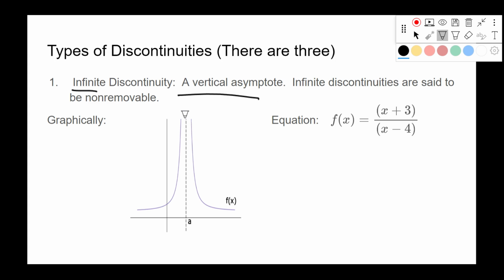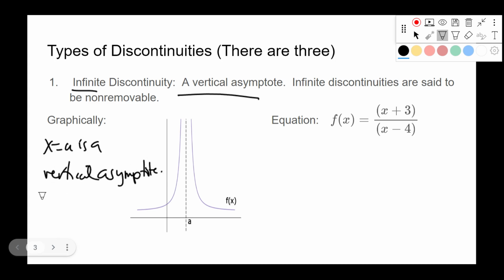So graphically, you know what an asymptote looks like. There it is. Okay, we would say x equals a is a vertical asymptote, right, of this function. We can also now call it an infinite discontinuity of that function. All right.